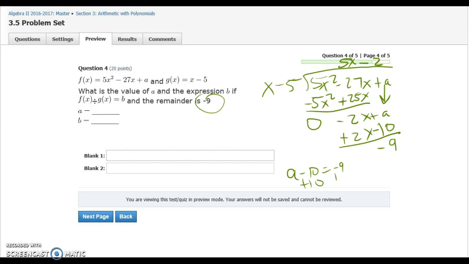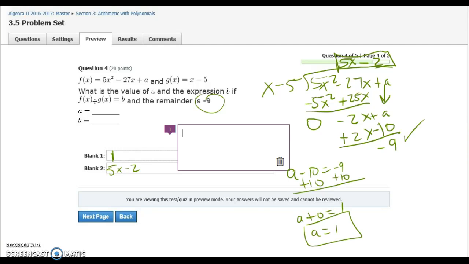Well, if I add 10 to both sides, then I can see that I have a plus 0 equals 1. So a is going to be equal to 1. 1 minus 10 is negative 9, so that checks out mentally. So I'm going to say a is 1, and b is this expression 5x minus 2. And again, if you're typing that into Schoology, then you would just do something like 5x minus 2. No tricky exponents in this one.